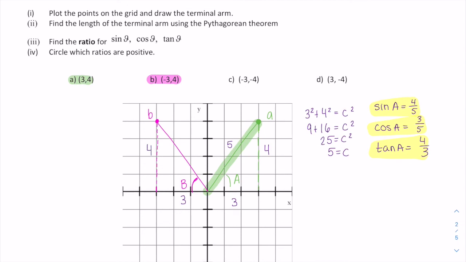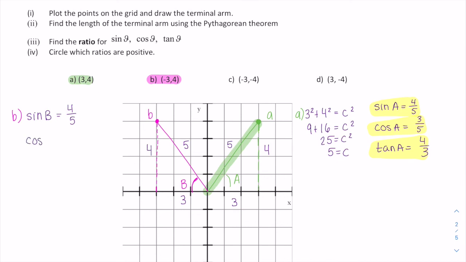And now let's find our values for B. So we'll start doing our Pythagorean theorem. Again, we'll have 3 squared plus 4 squared equals c squared. So we'll get 5 here again. And that's going to be consistent for all of them, so we don't need to keep doing that over and over. So now if I look here, I'll find my sine of B, and that will be 4 over 5.